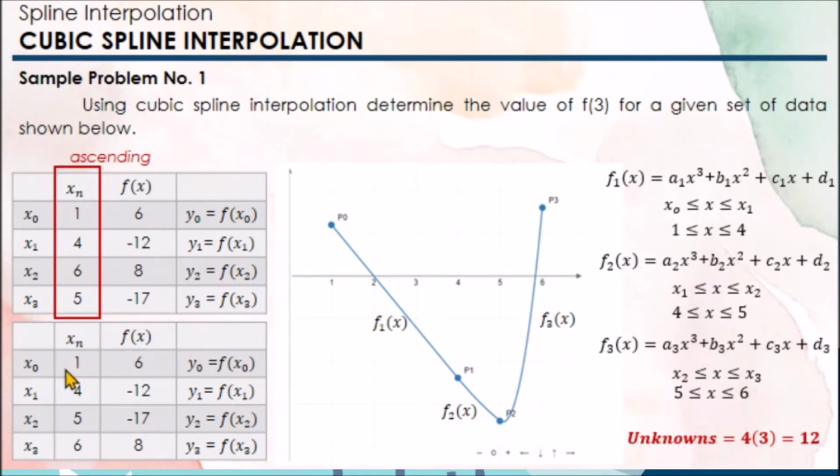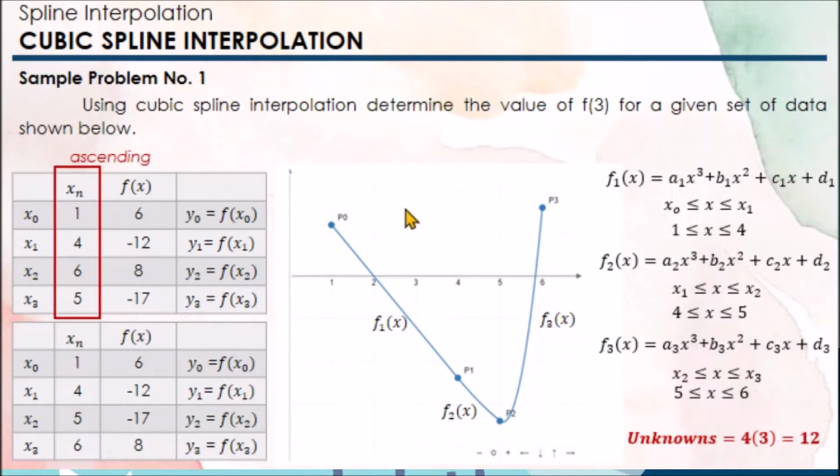So, yung 1 natin dito, that is x sub 0, yung 4 natin as x sub 1, 5 as x sub 2, 6 as x sub 3. And then, our 6 as y sub 0 or f of x sub 0. Yung negative 12 naman, that is y sub 1 or f of x sub 1. Negative 17 natin is y sub 2 or f of x sub 2. And then yung 8 naman natin, that is y sub 3 or f of x sub 3.